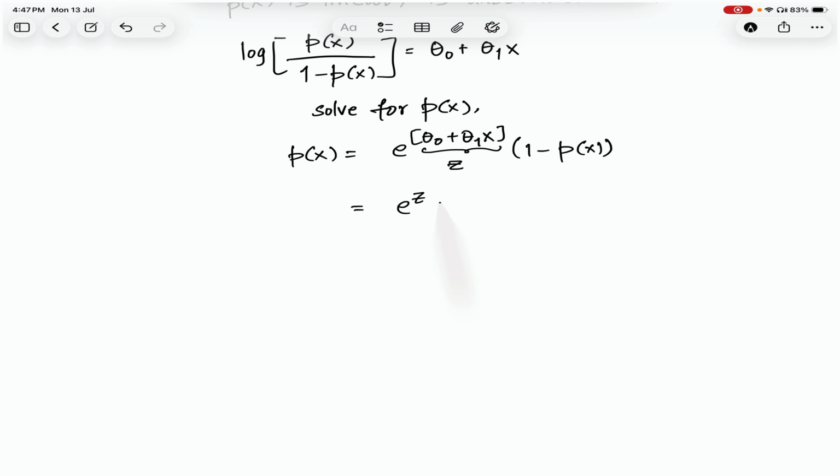Can multiply both numerator and denominator by this, and that will give you your probability function to be 1 over 1 plus exponential negative z. But we know that z is theta 0 plus theta 1 x. So plugging that back here, we should be getting minus theta 0 plus theta 1 x. So you have equation number 1 here.